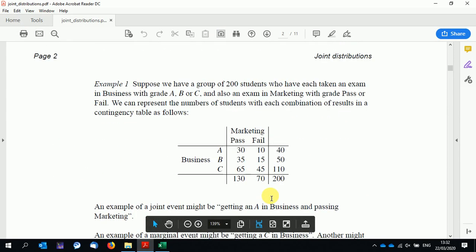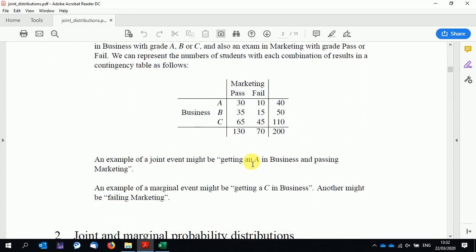Before I move on, I want you to remember that a typical exam question will start from here. They might ask you to give examples of joint event and marginal event.